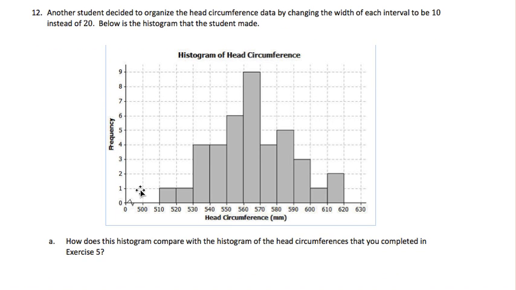Another student decided to organize the head circumference data by changing the width of each interval to be 10 instead of 20. So this is the histogram that that student made. Please notice our intervals now are not from 510 to 530. They're from 510 to 520, 520 to 530. So each of these intervals are smaller, and the data then would have to be reorganized in the frequency table to represent the smaller data intervals.